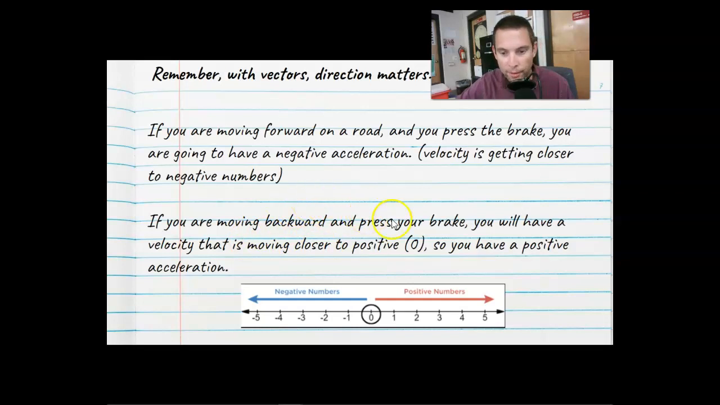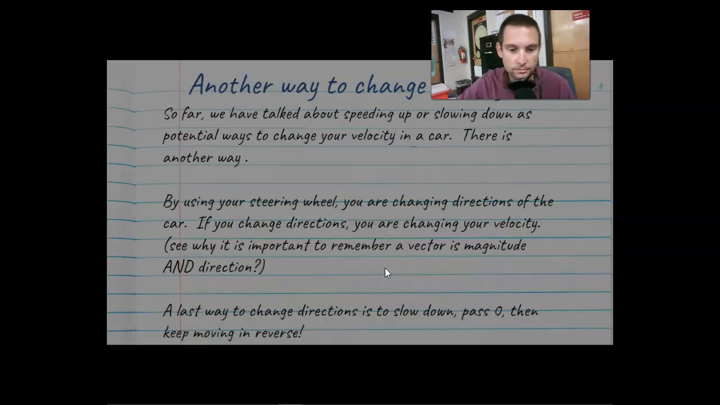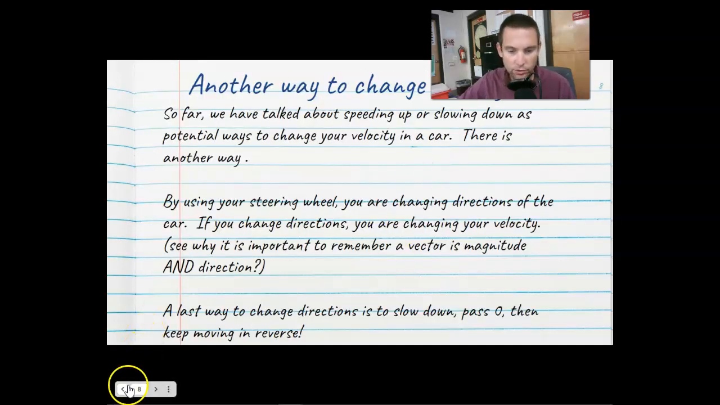Here's the last one. If you're moving backwards and you press your brake, so you're backing out of the driveway and you press your brake, what are you doing? So let's say we have a negative velocity of -4 because we're going backwards. We press our brake, then we're going to be slowing down, right? So our velocity is getting closer to 0 or closer to the positive numbers because when our velocity is 0, we're stopped. So if we press the brake, we're slowing down until we get to 0. So that means we have a positive acceleration. We'll deal with this in the next video.